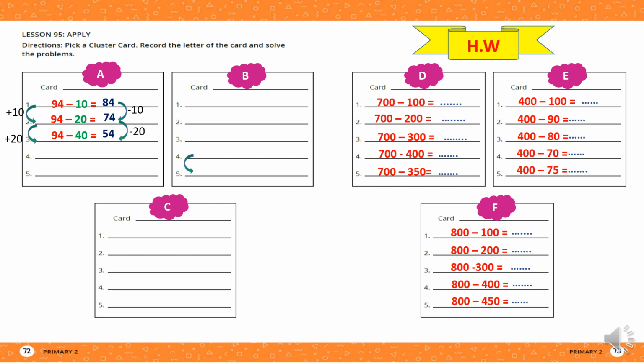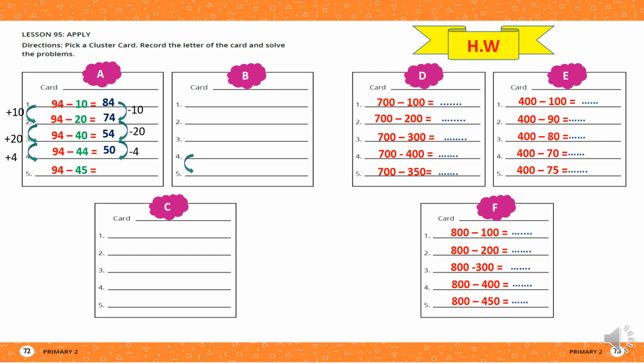The fourth equation, 94 minus 44. 94 stays the same, but 40 becomes 44. What happened here? We added 4 to 40. 40 plus 4 equals 44. If I added 4 here, I must subtract 4 from the second side. 54 minus 4 equals what? Equals 50.